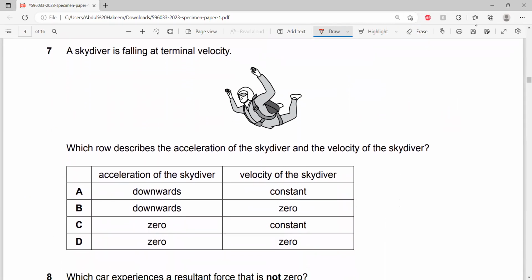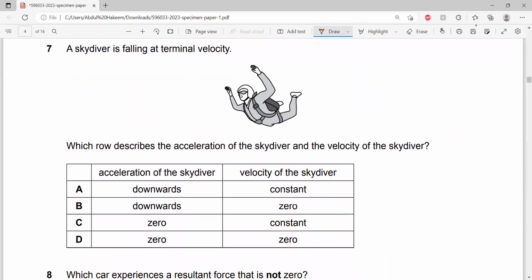Number 7. A skydiver is falling at terminal velocity. Again, acceleration 0. Resultant force 0. So the air resistance is exactly equal to the weight, according to the theory. Which row describes the acceleration of the skydiver and the velocity of the skydiver? So acceleration is 0 and the terminal velocity is constant. So definitely the answer will be C, 0 acceleration and constant velocity, because terminal velocity.